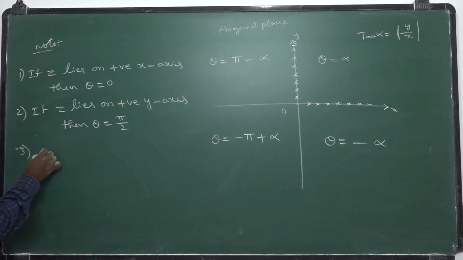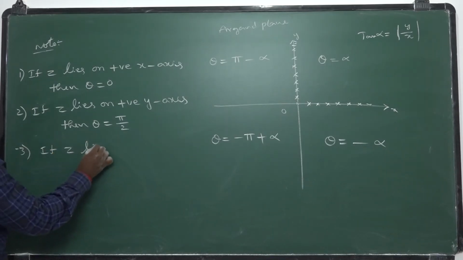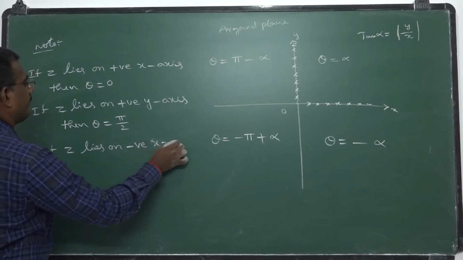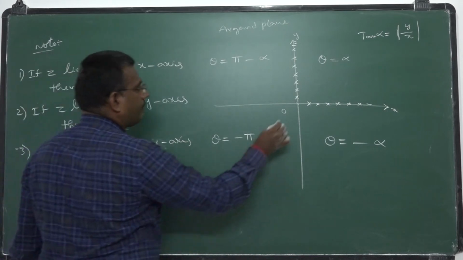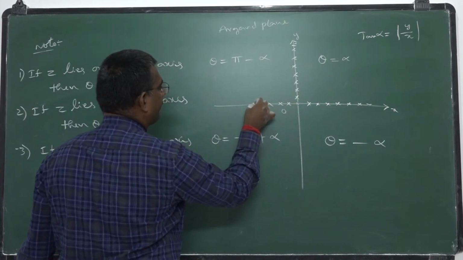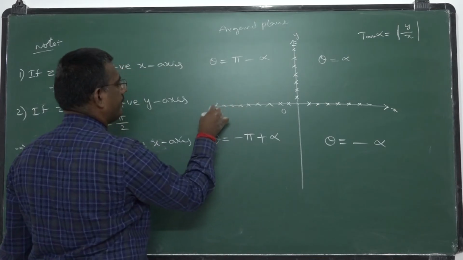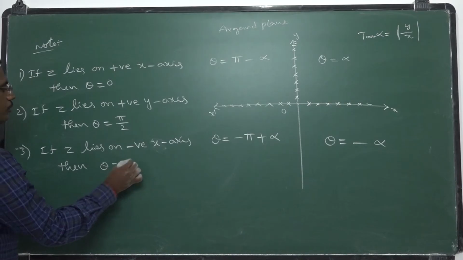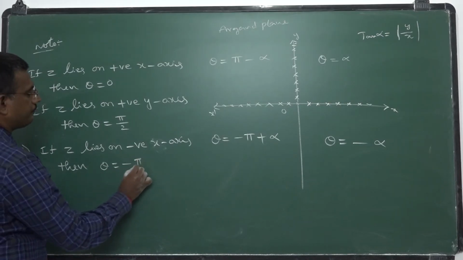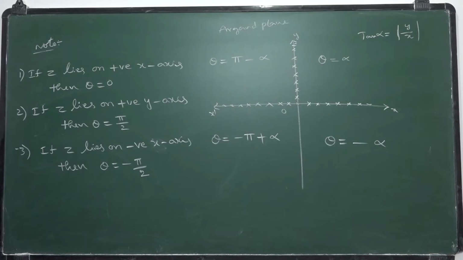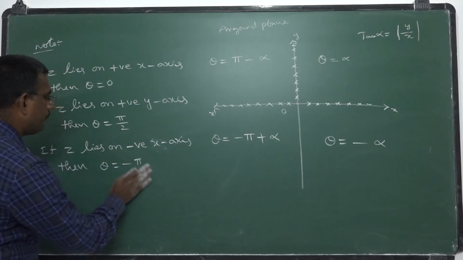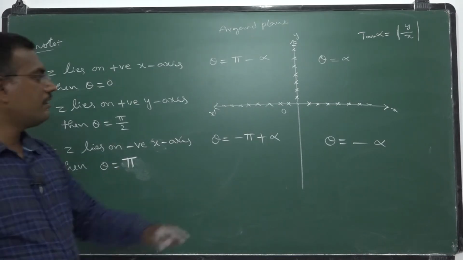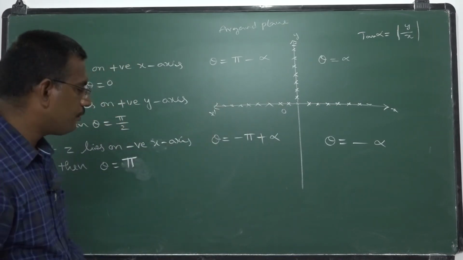Third point, if z lies on the negative x-axis, suppose the complex number lies on the negative x-axis, then the argument will be equal to pi. If the point lies on the negative x-axis, the argument will be equal to pi.